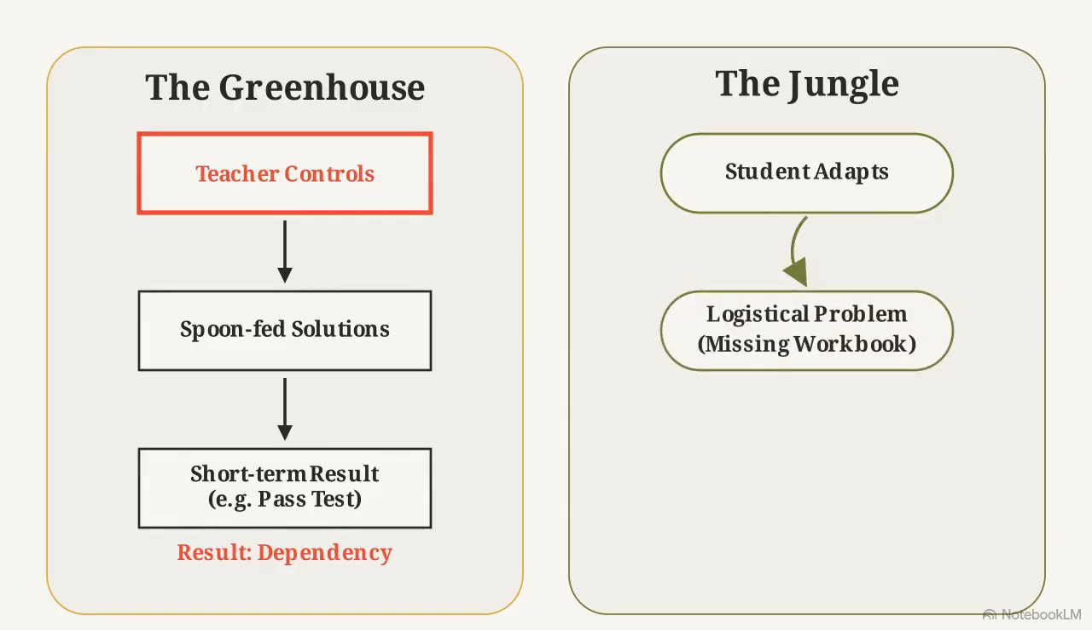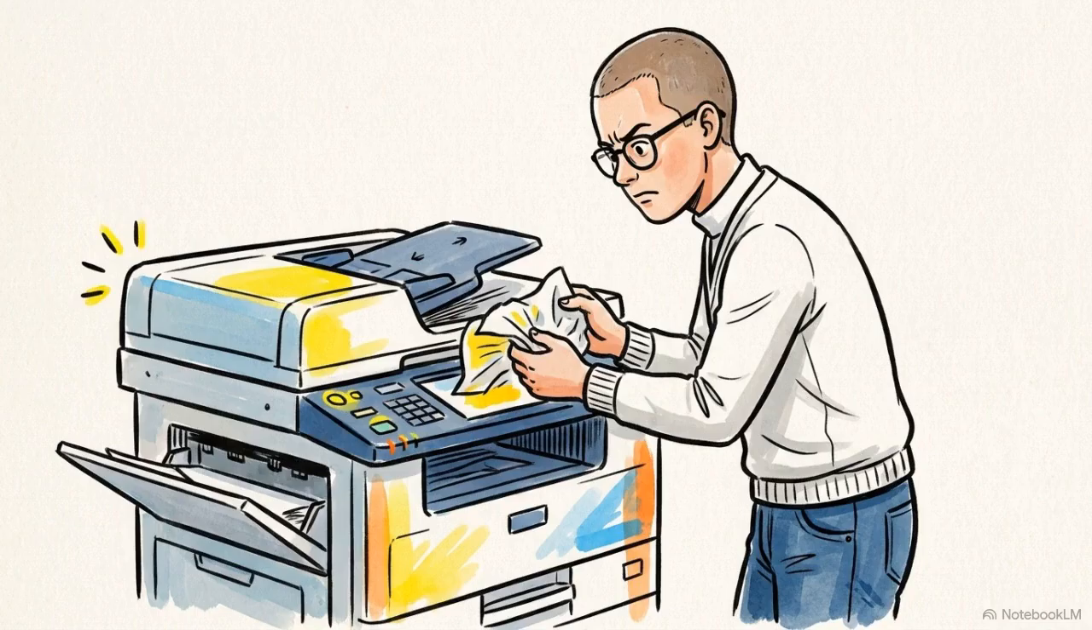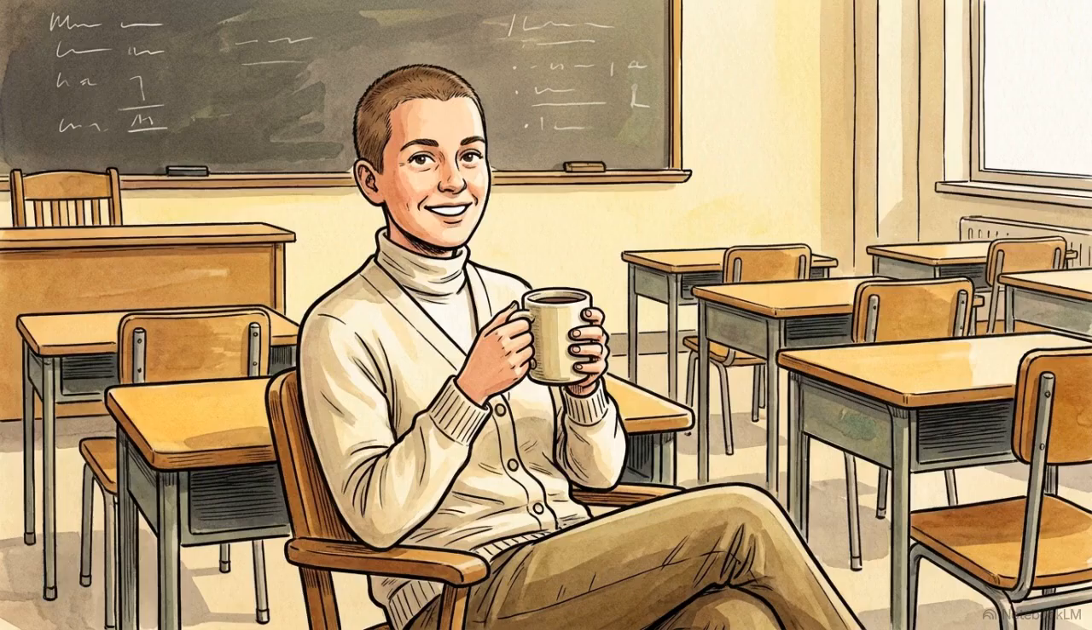If a student needs a printed workbook for your lesson, it is not your job to print it. You require the workbook, and the student must figure out how to find a printer. They solve the logistical problems. Deliberately stepping back forces your students to struggle with logistics. This builds genuine independence for them and prevents severe burnout for you.